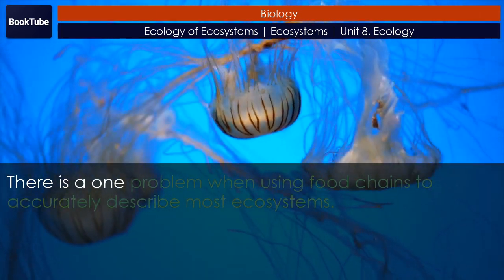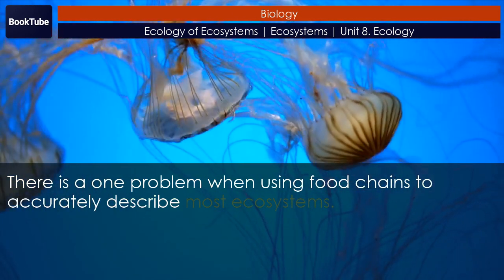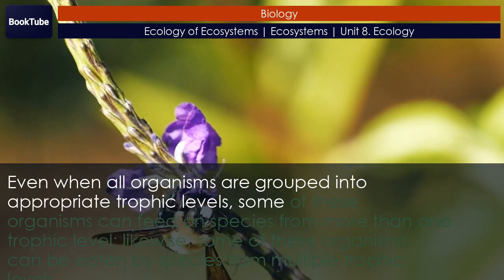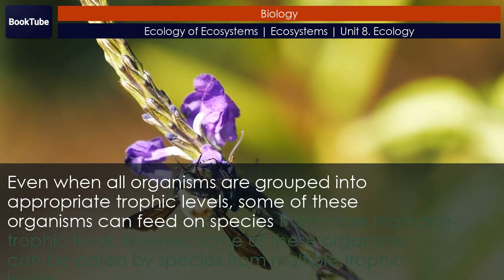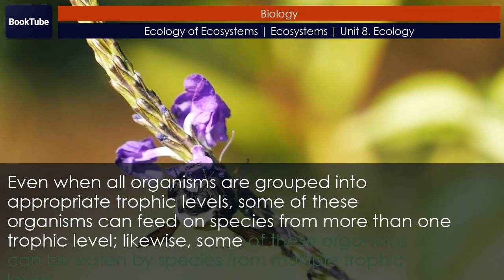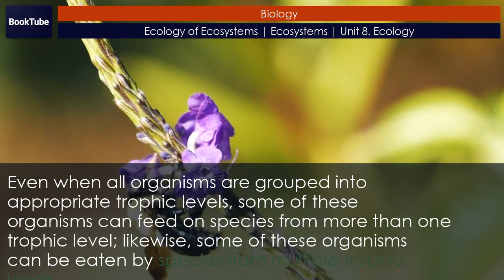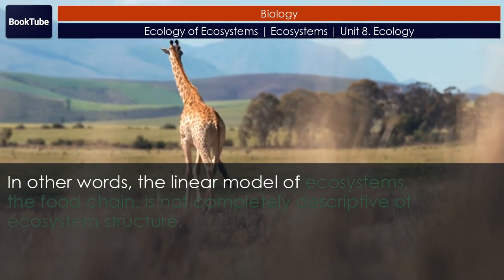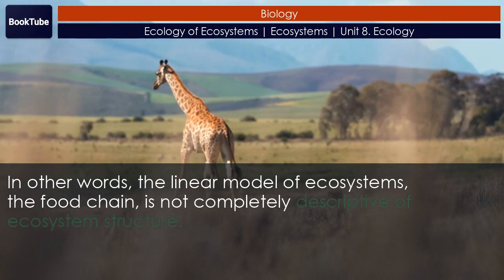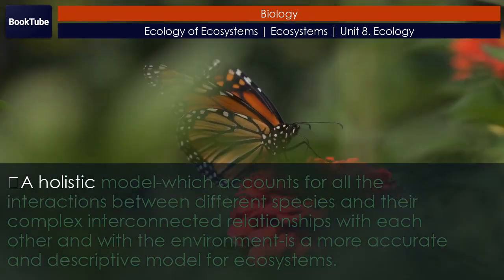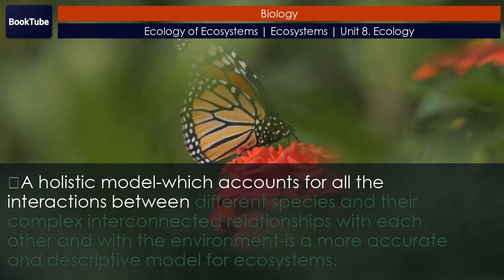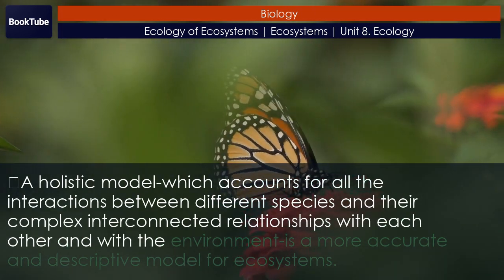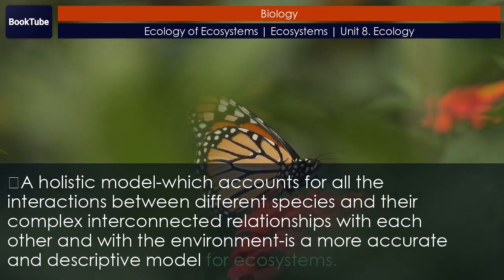There is one problem when using food chains to accurately describe most ecosystems. Even when all organisms are grouped into appropriate trophic levels, some of these organisms can feed on species from more than one trophic level. Likewise, some of these organisms can be eaten by species from multiple trophic levels. In other words, the linear model of ecosystems, the food chain, is not completely descriptive of ecosystem structure. A holistic model which accounts for all the interactions between different species and their complex interconnected relationships with each other and with the environment is a more accurate and descriptive model for ecosystems.